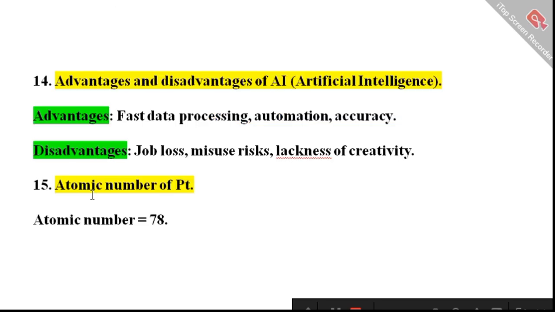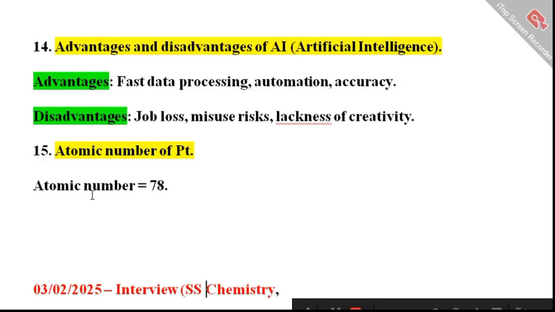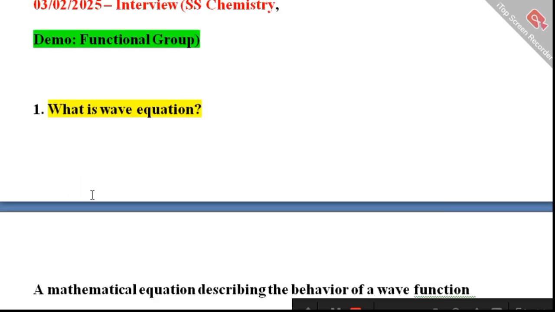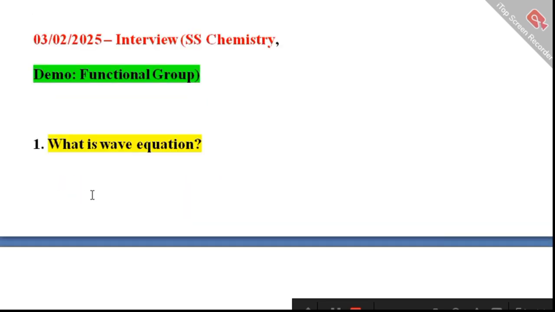Advantages and disadvantages of AI. Advantages: fast data processing, automation, accuracy, everything available at our door in our mobile. Disadvantages: job loss, misuse risk, lack of creativity. Atomic number of platinum, so it is 78. This is the next interview.